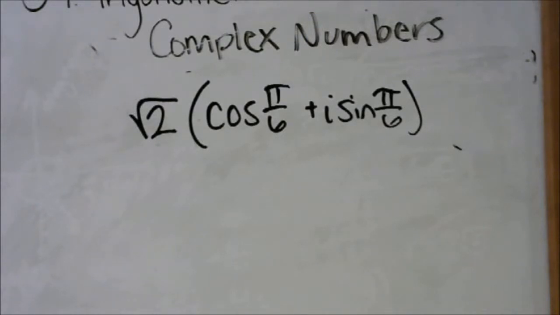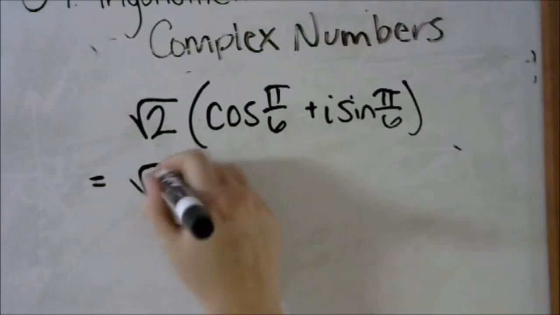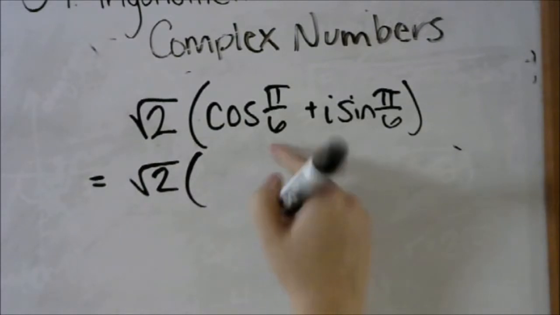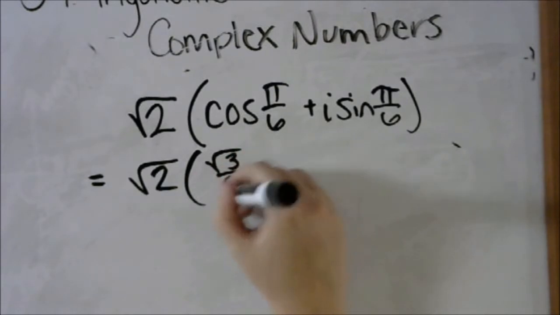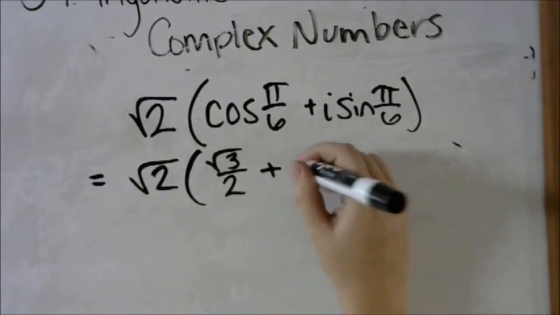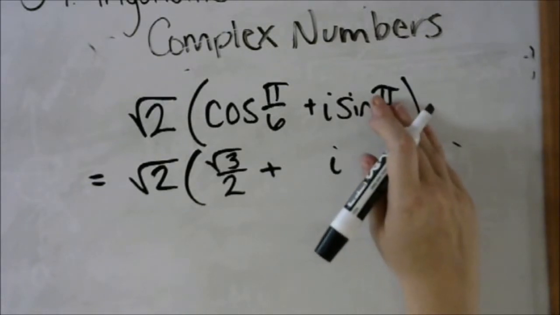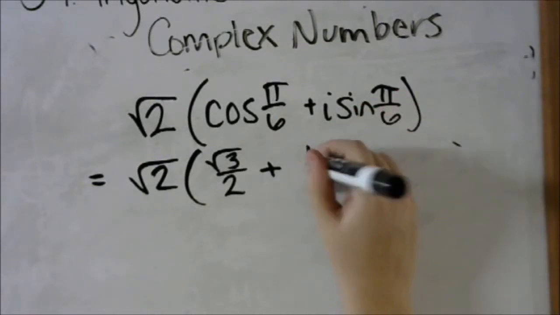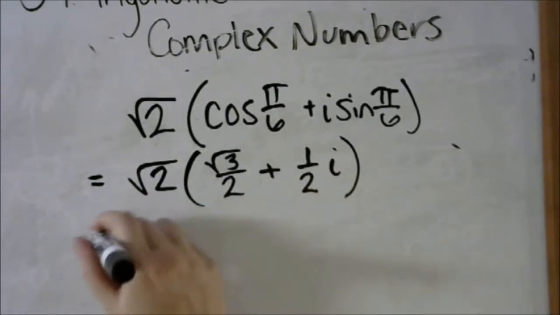This is generally a little more straightforward because all we have to do is simplify this expression. We start by figuring out what the cosine of pi over 6 is. Since pi over 6 is in the first quadrant, the cosine is rad 3 over 2. Plus i, and we let the sine of pi over 6 become the coefficient. The sine of pi over 6 is 1/2. Then we distribute our r.